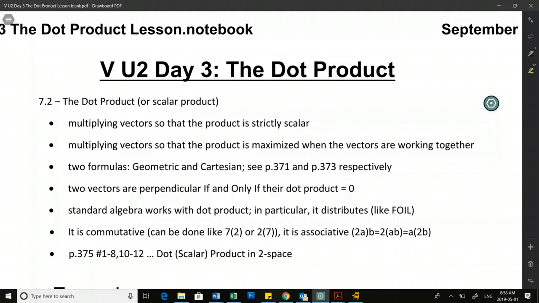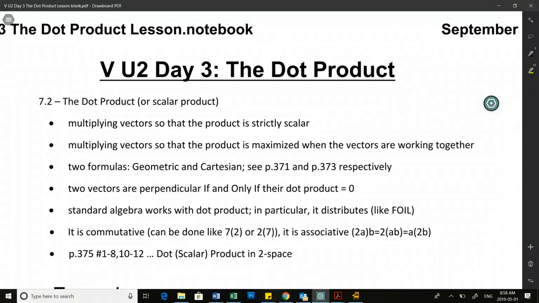So the dot product is kind of like multiplying vectors so that they're working together in the same direction. That's the idea. There's a geometric and a Cartesian formula, as I said. If two vectors are perpendicular, there are no components working together for those vectors, right? There's no part of this that's working in the same direction as this, so the dot product ends up being 0. So we want to see how those things are interacting together.